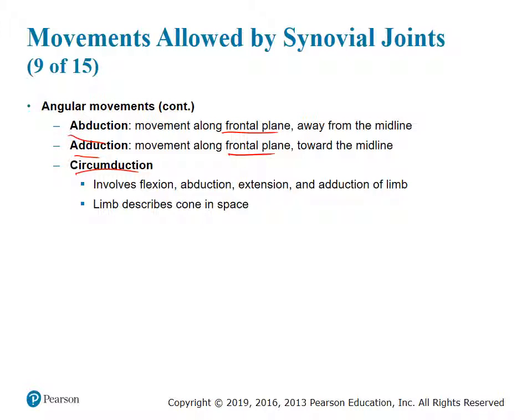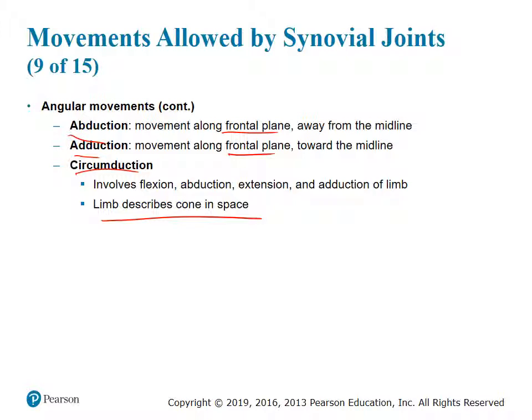Circumduction does not only abduction and adduction, it does all of them. Okay? And actually it can help us make a cone in space, which means if your joint can make a circle in space, then that means it can undergo circumduction. If I can draw a circle in the air like this, that means that's circumduction. Does that make sense? You can do that with your leg if you want to.